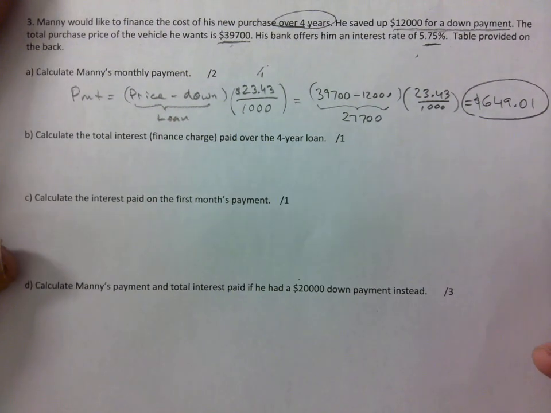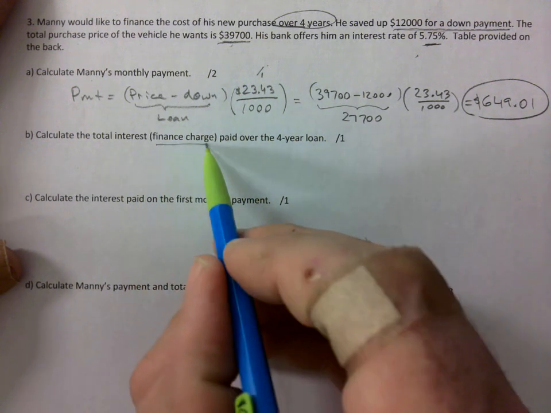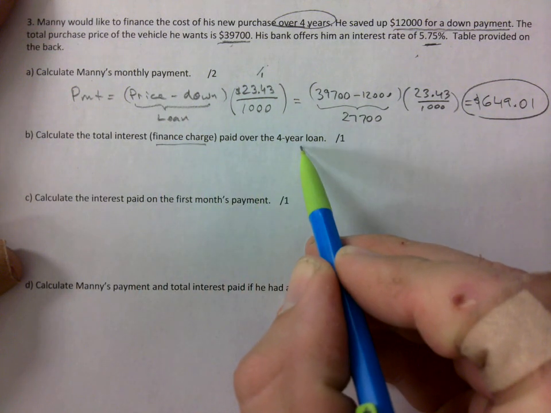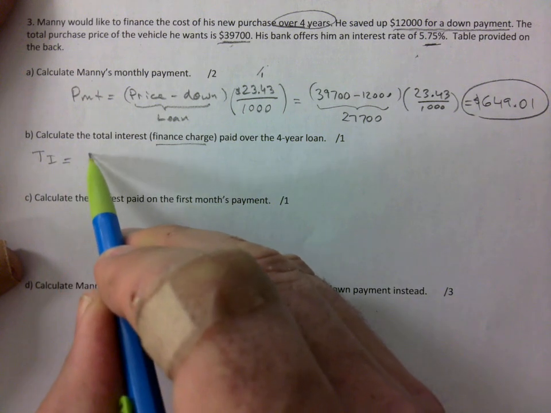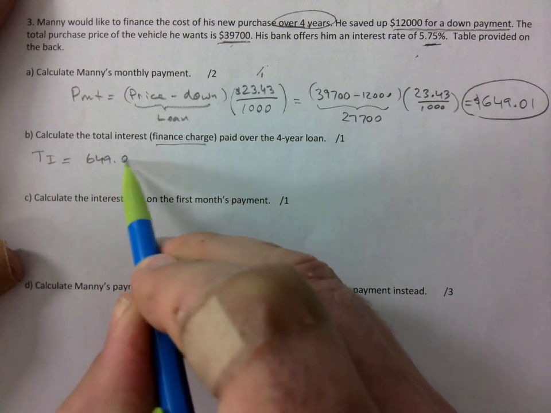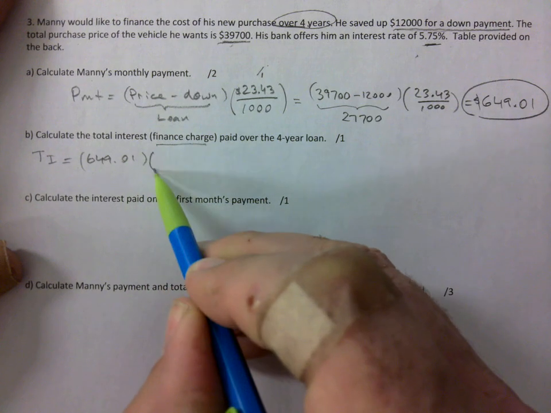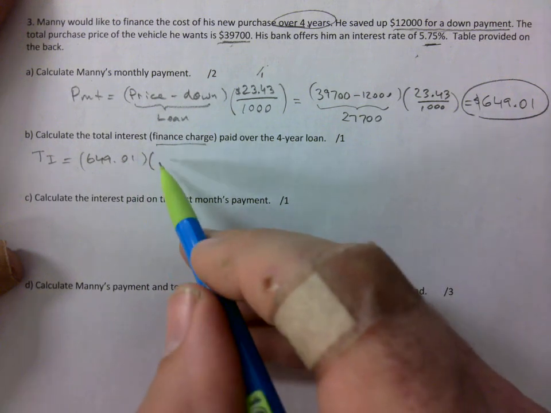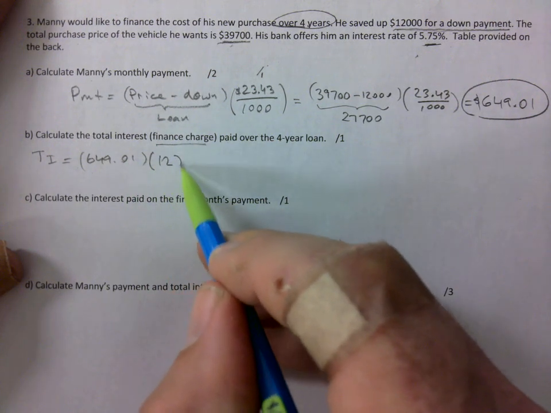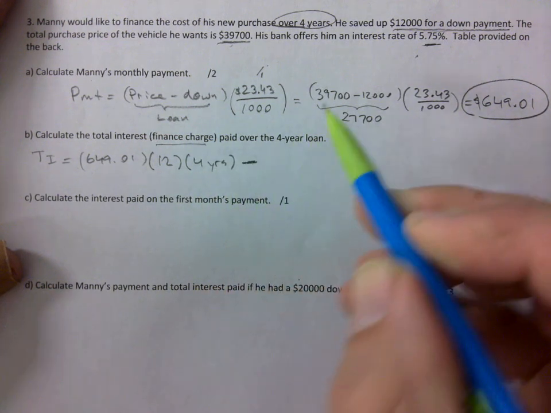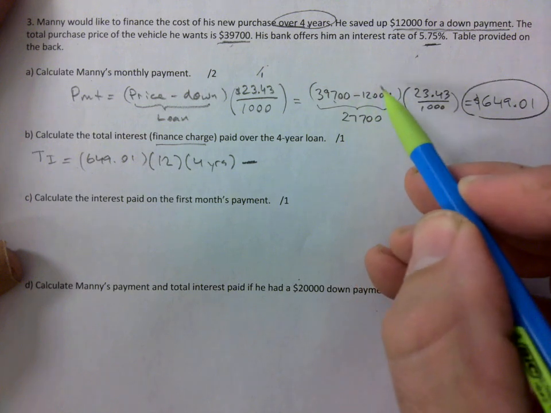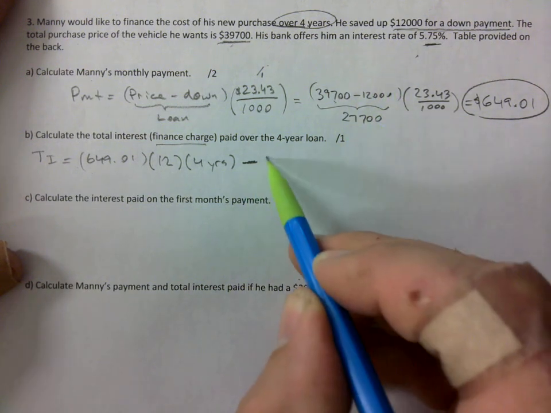Calculate the total interest, also known as finance charge, paid over the 4 years. So you would go for total interest. You would take your payment, whatever payment you got, by the way. If you got the wrong payment, you would still follow this format, times 12 months, times 4 years in this case, minus, not the 39,700, not the 12,000, but the loan, okay?